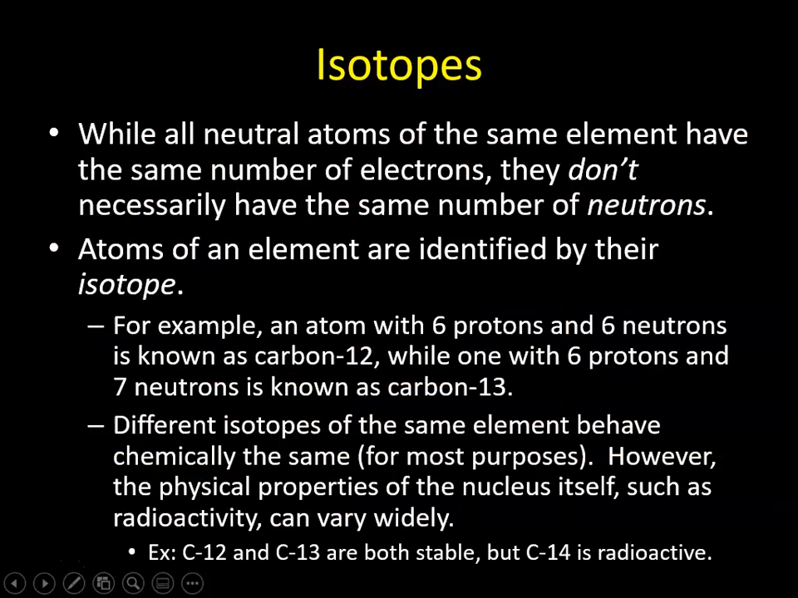Now, isotopes. Isotopes are situations where you have the same atom, but different numbers of neutrons. So same atomic number, same number of protons, but different numbers of neutrons. For example, carbon has 2 stable isotopes. The most common is carbon-12, with 6 protons and 6 neutrons. But there's also carbon-13, which is a stable isotope as well. That's 6 protons and 7 neutrons.